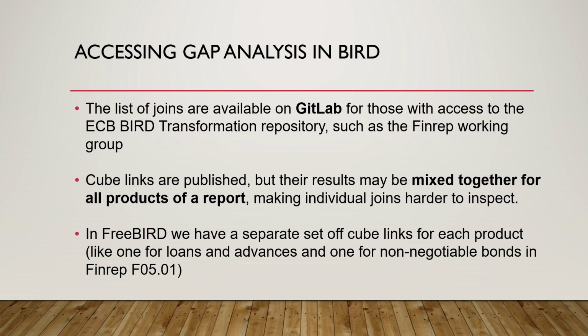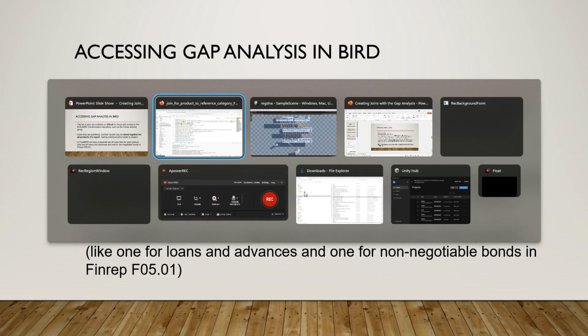So that list of joins and list of products and joins per product is available on GitLab, the ECB GitLab called SOFA. It's available for those with access to the ECB Bird Transformations repository, such as the FinRep Working Group. The cube links are published. We showed where they're published before on the Bird website. Let's have a look again.